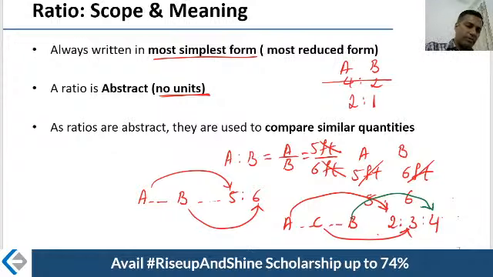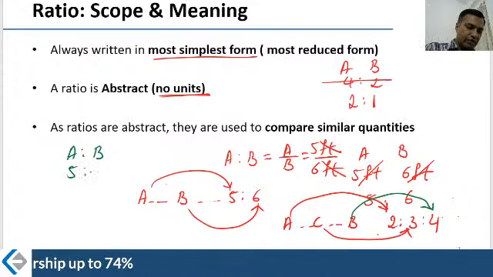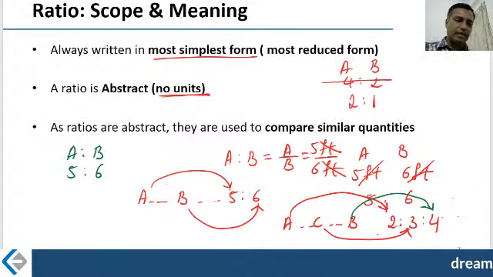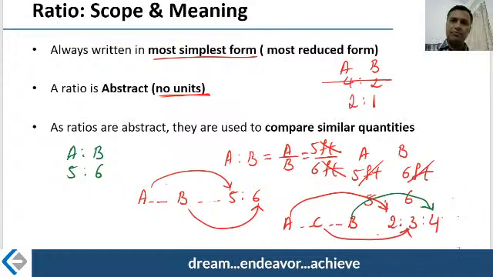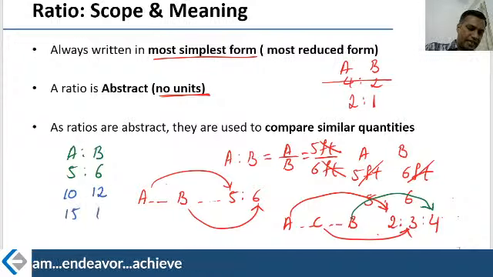And because it's in the simplified form, when we say that A is to B are in the ratio 5:6, does that necessarily mean that A should be 5 units and B should be 6 units? Of course not, because it's in the simplified form. It could as well be 10 and 12 units. What did I do? I doubled both the numbers. It could as well be 15 and 18 units. What did I do? I tripled these numbers.